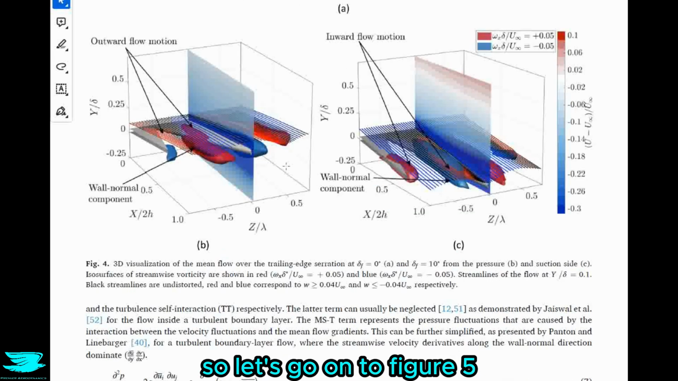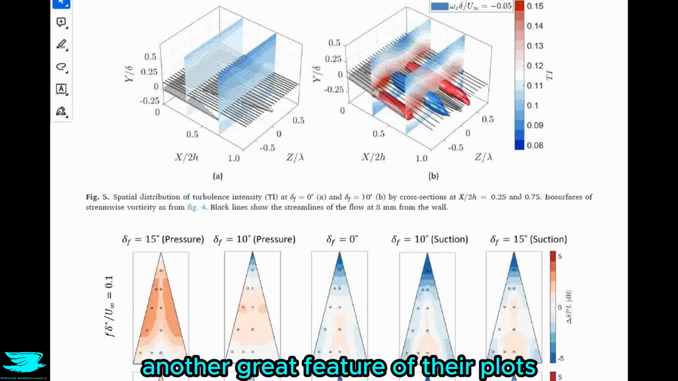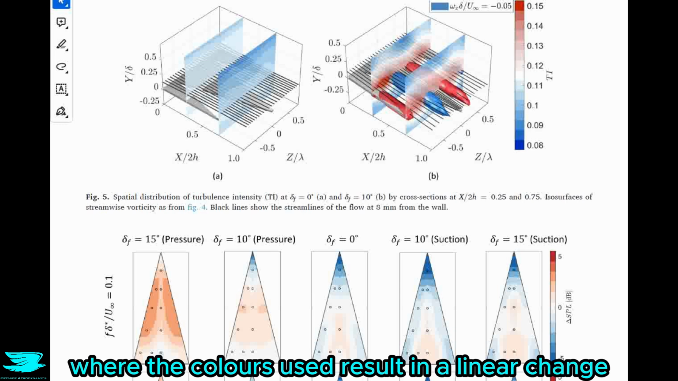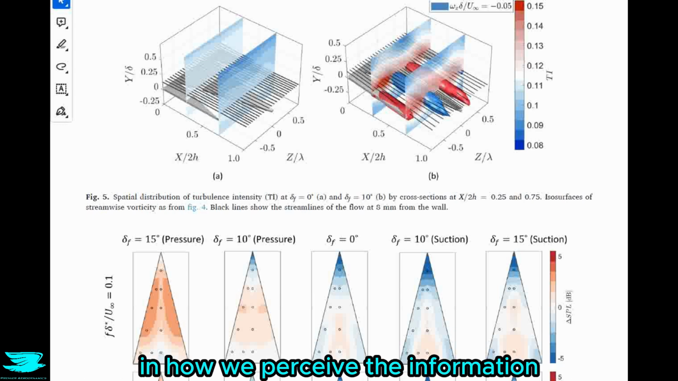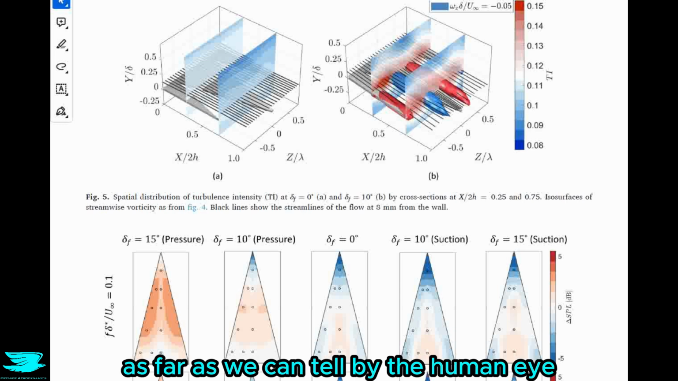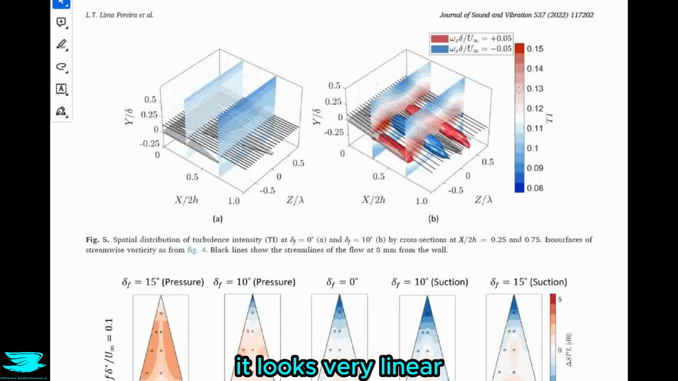So let's move on to figure 5 because we see the turbulence intensity plotted here. And again, I just want to point out another great feature of their plots. They're using color bars where the colors used result in a linear change in how we perceive the information. So what I mean by that is that the color scale is linear. As far as we can tell by the human eye, it looks very linear.